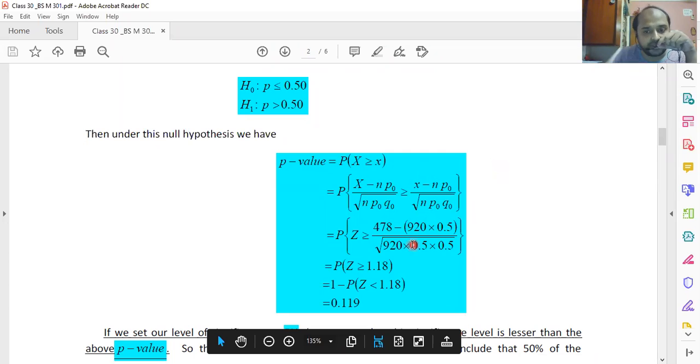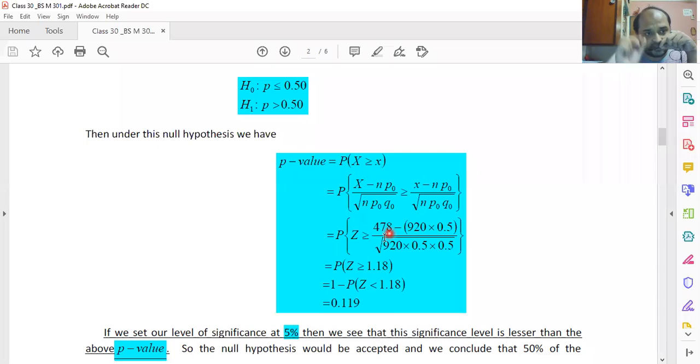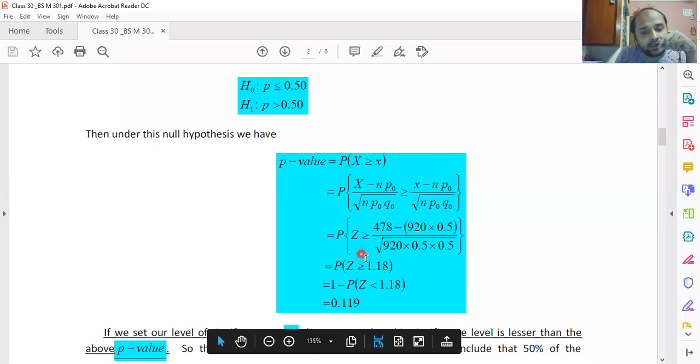On the right hand side of this inequality, I'm putting in the values. X has its specific value 478 corresponding to the problem. Small n has the value 920, which is the sample size. P naught is the population proportion, because we are concerned about half of the US population, so it is 0.5. And Q naught is 1 minus P naught, so that is 0.5. Ultimately, calculating this quantity, we get the probability of Z greater than or equal to 1.18.